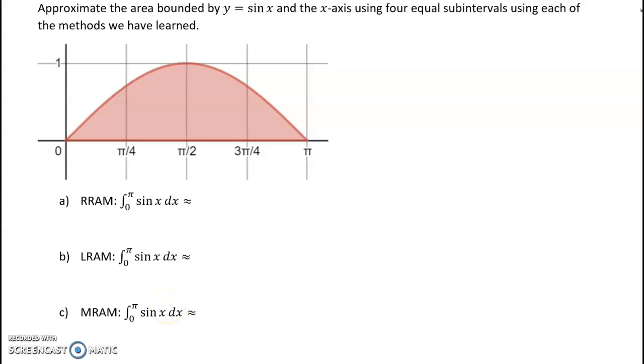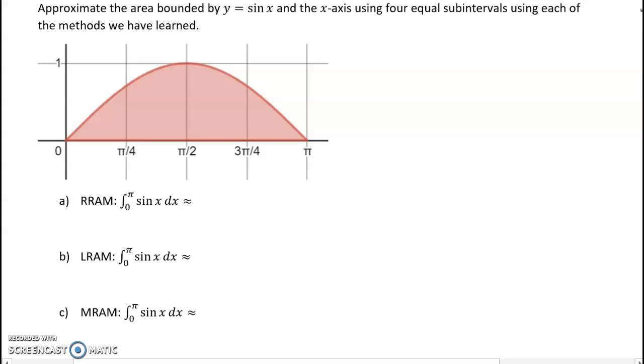We're now going to use each of the approximation techniques that we've learned to find the area bounded by the sine of x and the x-axis between 0 and pi. And we should expect that all of these answers will be in the same ballpark because we're approximating the same thing each and every time. But there may be some subtle differences between the values. Some are going to be a little bit more precise than others.